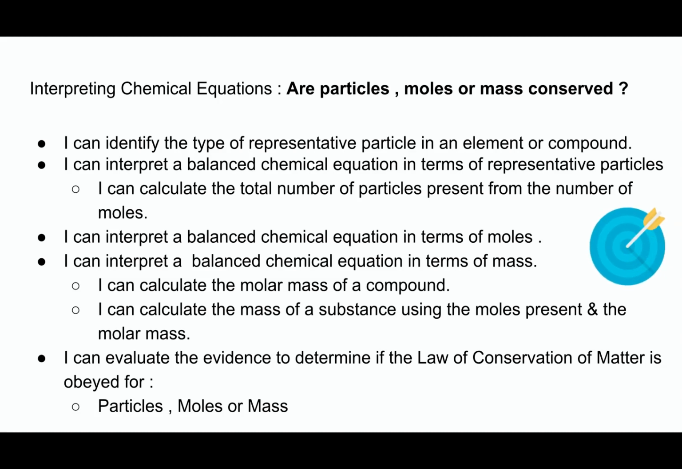The learning targets include: I can identify the type of representative particle in an element or compound. I can interpret a balanced chemical equation in terms of representative particles. This means I can also calculate the total number of particles present from the number of moles. I can interpret a balanced equation in terms of moles. I can interpret a balanced chemical equation in terms of mass.